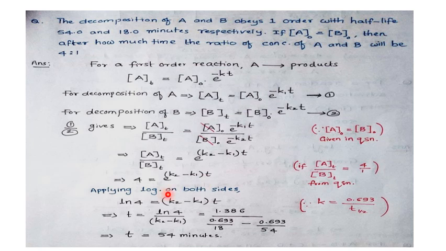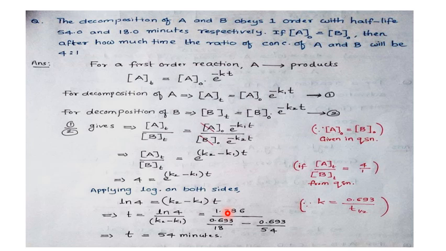Applying the log on both sides, ln 4 equal to (k2 minus k1) into t, so t equal to ln 4 by (k2 minus k1). ln 4 value is 1.386. How will you get it? Do you know how to calculate? ln 4 equal to ln 2 square equal to 2 into ln 2. Again 2 into 2.303 into log 2. 2 into 2.303 into what is the log value? 0.3010. Just to calculate, you will get ln 4 value.